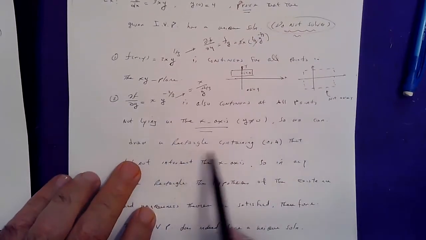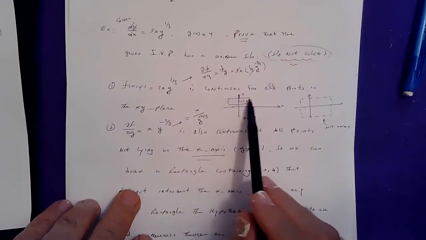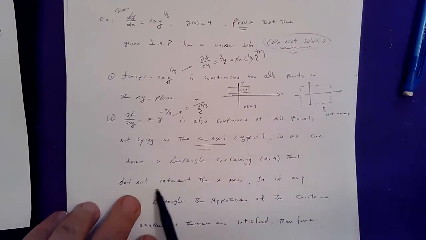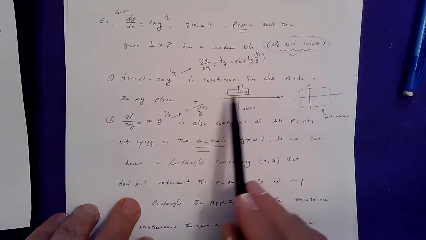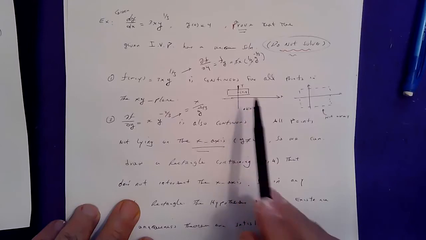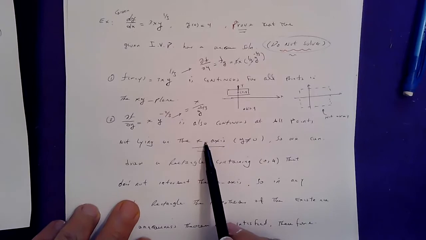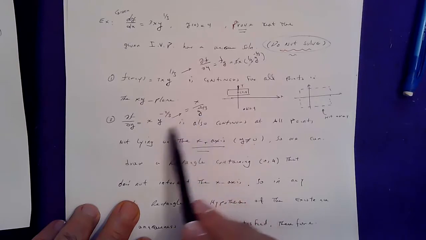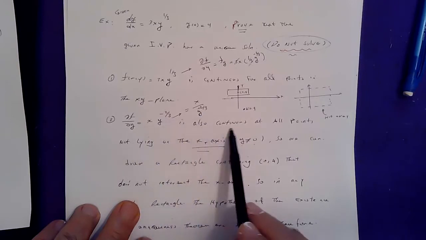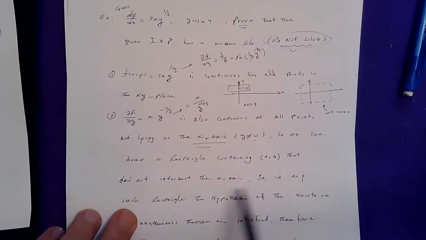So we can draw a rectangle containing the point 0, 4, a rectangle which does not intersect the x-axis. That means all values of x and y are okay on the xy plane, except the values along the x-axis, because values along the x-axis have y equals 0, and when y is 0, this partial derivative becomes undefined, so it won't be continuous. Do you see it? So take a rectangle which does not intersect the x-axis.